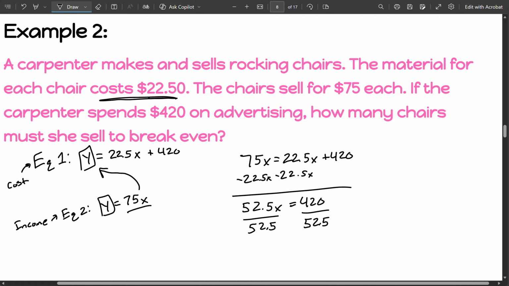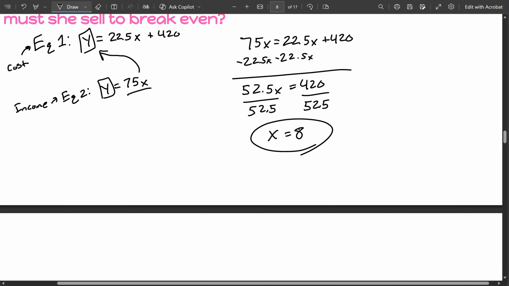Let's see what happens. And we get a nice whole number, x equals 8. Okay, so this carpenter must sell 8 chairs to break even. All right, so x equals 8.